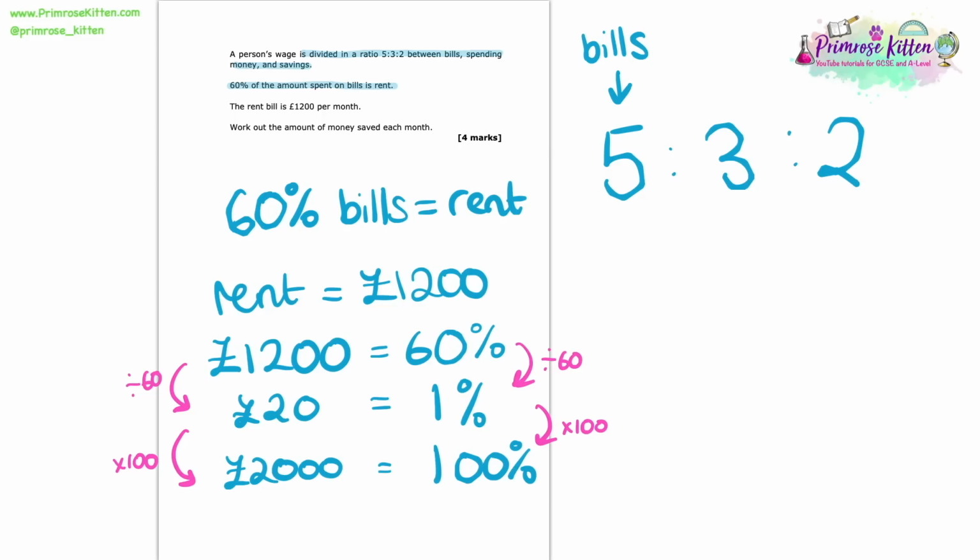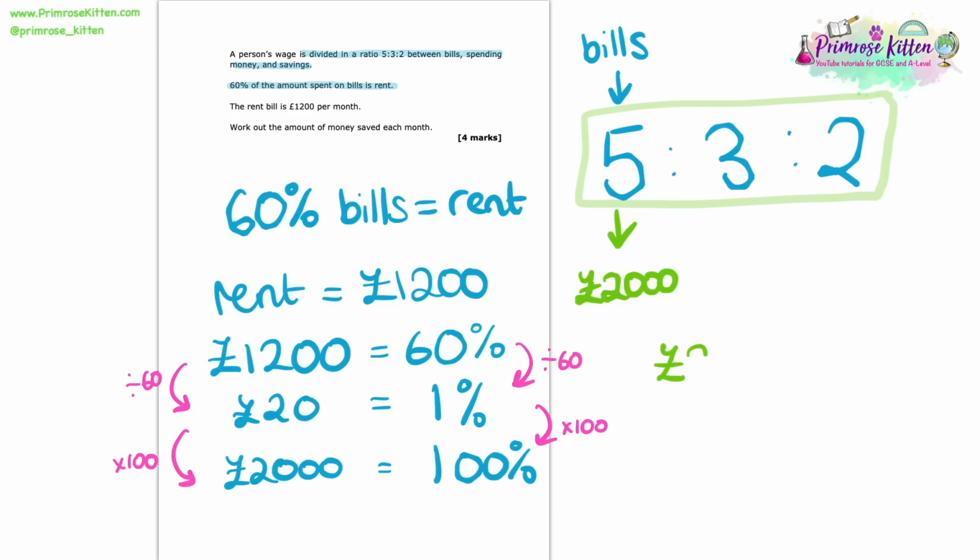Let's include this in our labelling, okay? So I'm just going to add on here that 5 part of the ratio is equivalent to £2,000. Now that I know that, I'm just going to write that as an equality. I'm going to say that £2,000 is equal to 5 parts of this ratio. And it's really important to write everything down nice and clearly like that so that we don't get lost along the way.